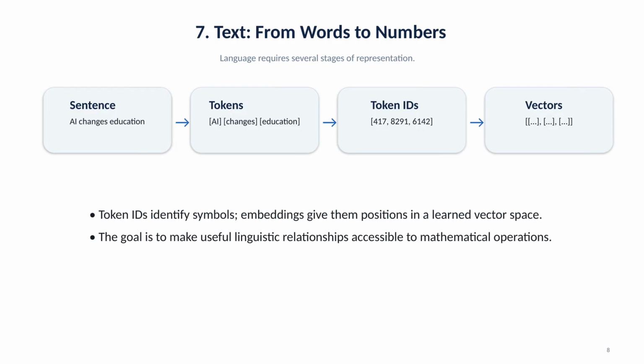Language is converted in stages. A sentence is first split into tokens, for example, AI, changes, education. Then each token gets a unique integer token ID. Those IDs are looked up and turned into embedding vectors, dense numerical coordinates that place related words near each other in a learned space. The overall goal is to make linguistic relationships usable by mathematical models.